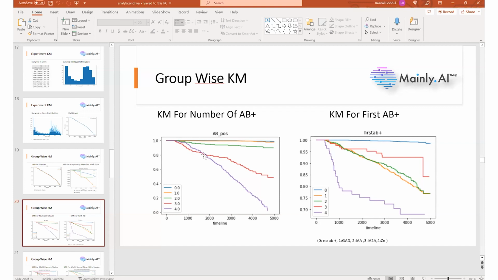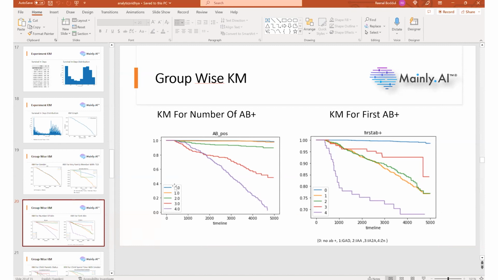So the survival probability of a person who has 4 antibodies positive is definitely less than that of a person who has no antibodies positive. So this is the comparison. From this graph we can learn how we can compare between two groups.